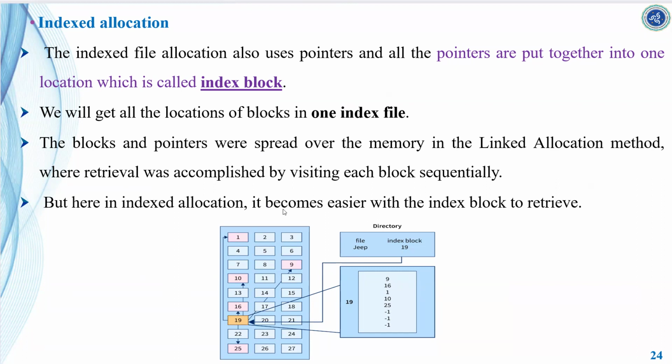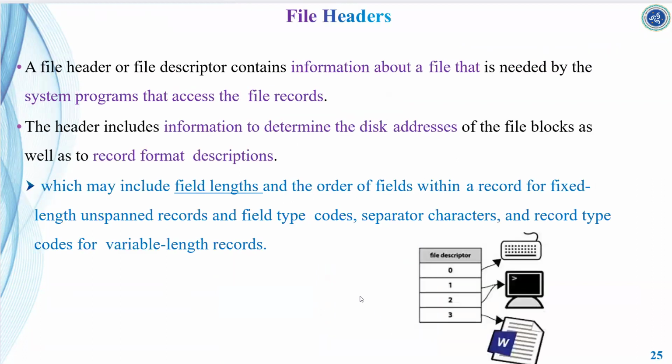And with this index location, it is easier with the index block to retrieve the index block. So next is the file headers. The file header means it is a file descriptor. These are some of the file information that the system programs need to access the file records.